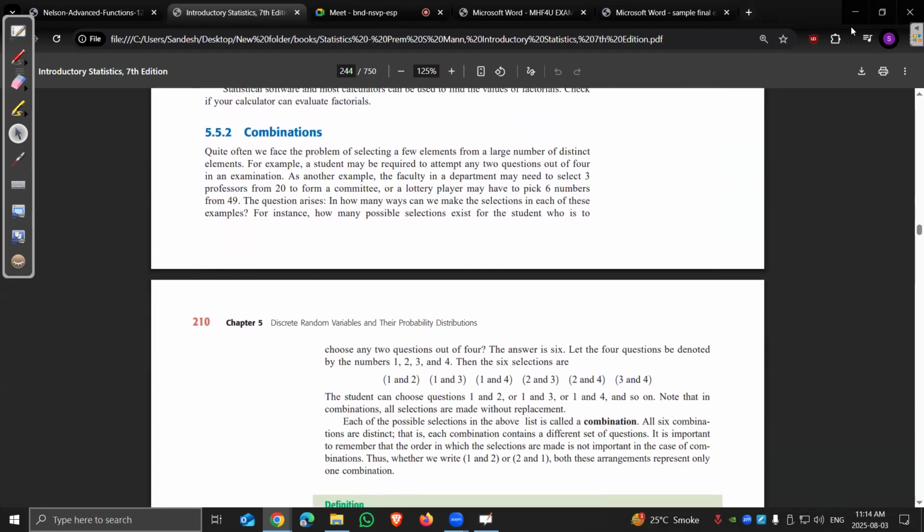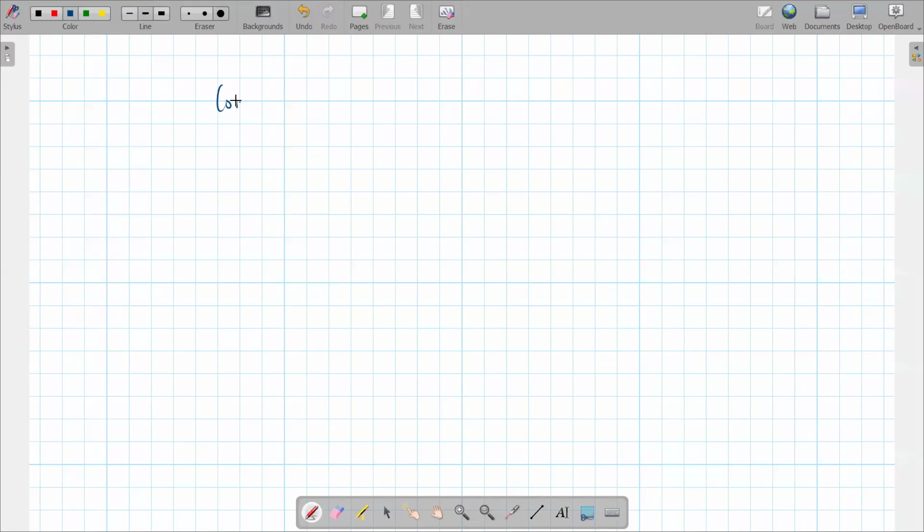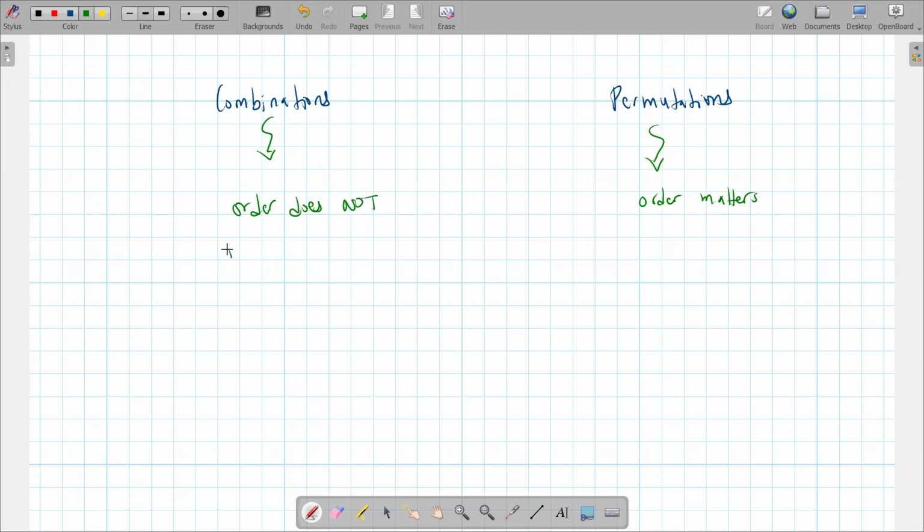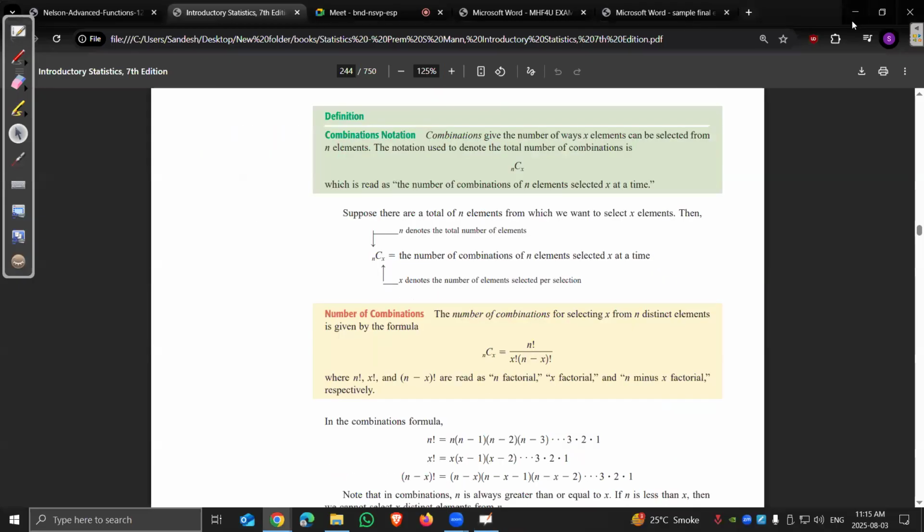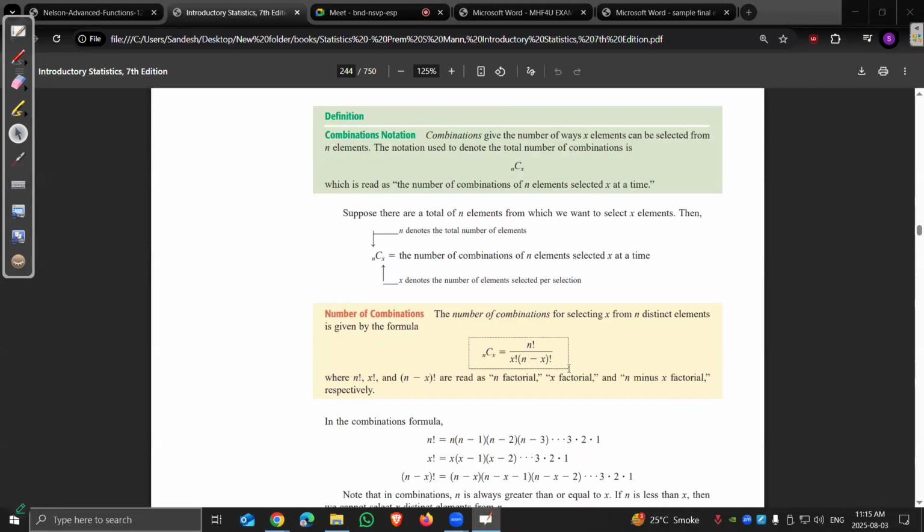So now we have combinations and we have permutations. In permutations, the order matters. The order in which you pick stuff matters. Whereas in combinations, the order does not matter. And they both have different formulas. So the formula for combination is this.